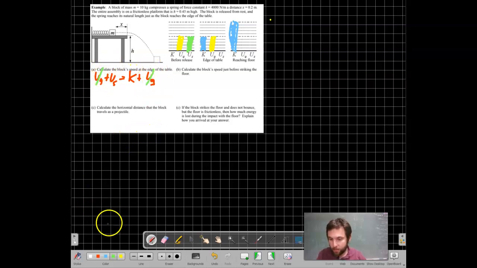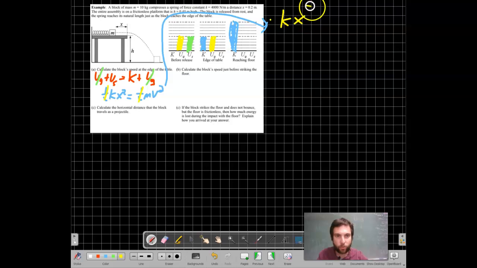They cancel out. So what we're left with is 1/2 kx squared equals 1/2 mv squared. Remember, we're solving for v. I'm going to continue my work over here. So we have 1/2 kx squared equals 1/2 mv squared. My 1/2s will cancel out, and I'm left with kx squared equals mv squared. Divide by m on each side to get v all by itself, and I get v equals the square root of kx squared over m.